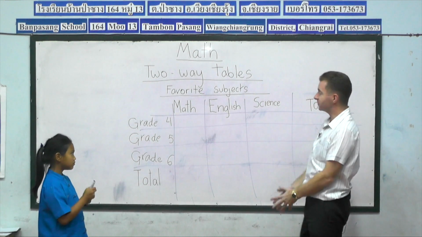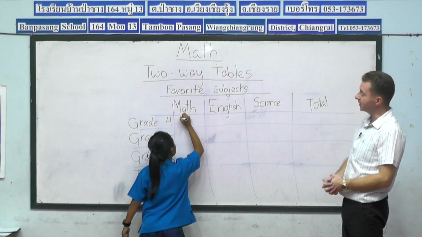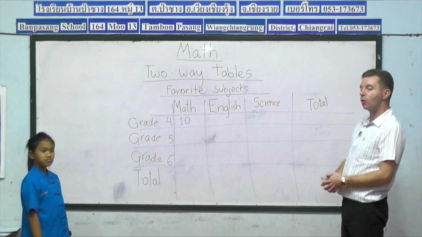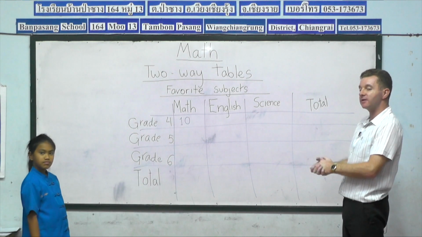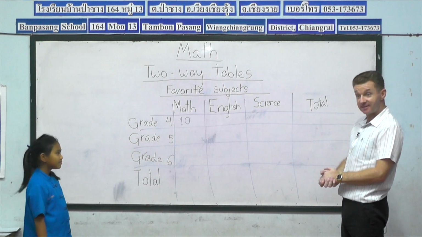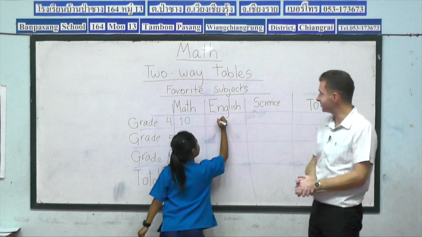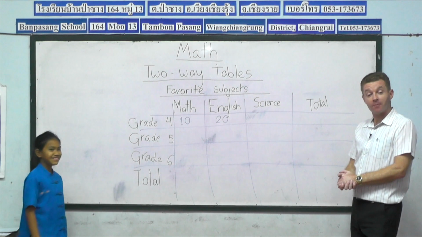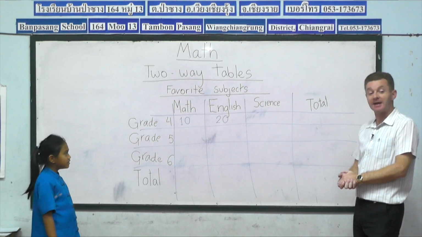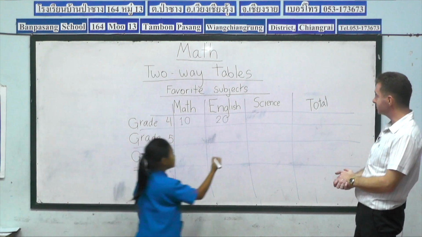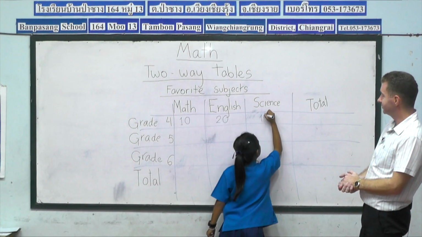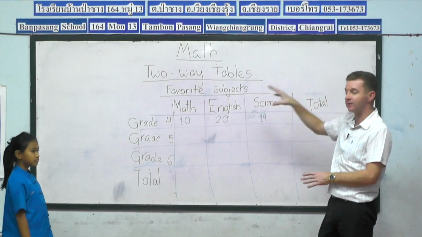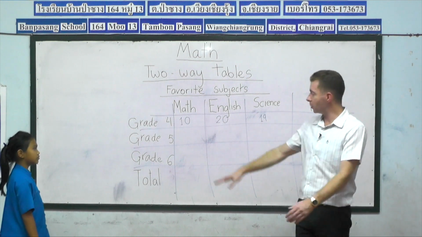10. Okay, we've got 10 from Prel, so we can enter 10 into the math box. Now Nadia, how many grade 4 students chose English as their favourite subject? 20. Okay, twice as many. Okay, so we've got 20 for English. Lakgao, how about science? 19 for science. Okay, 19 for science. You see how each time we've done the grade 4 and we've got a different set of students for each subject.